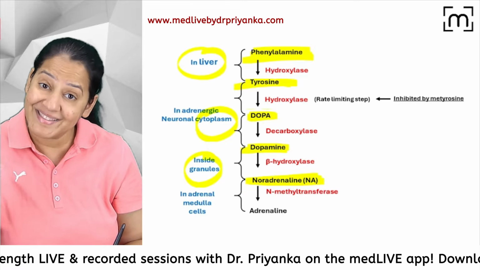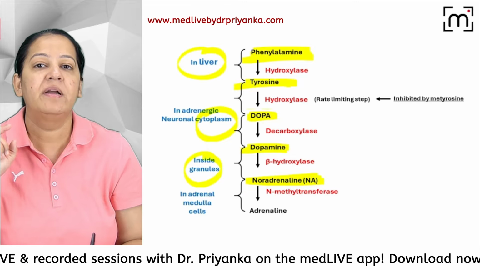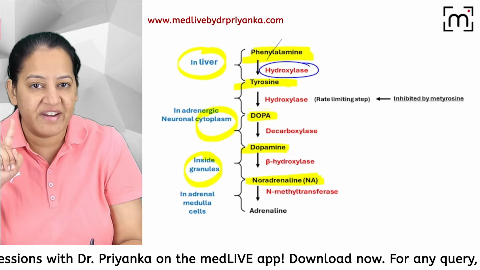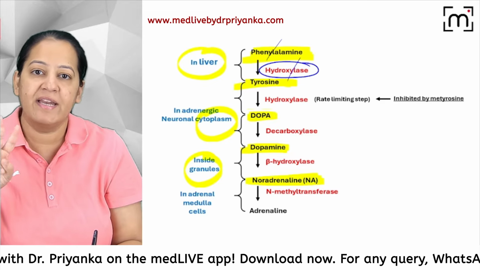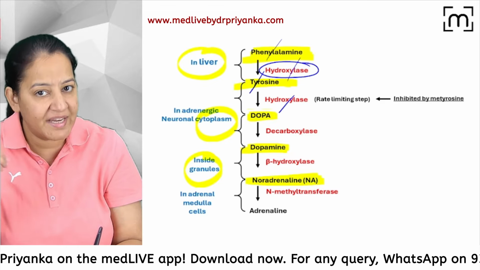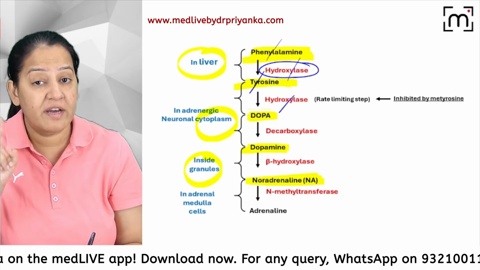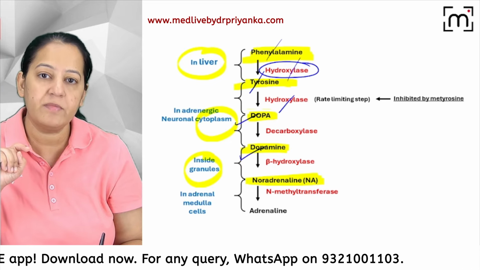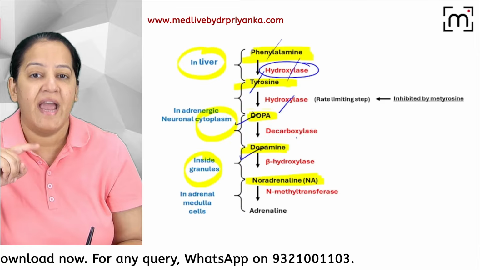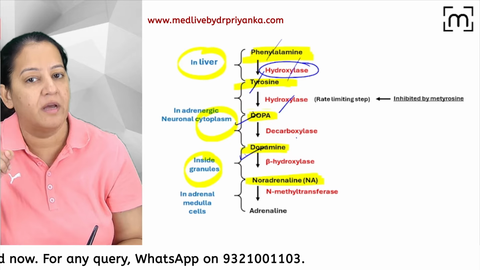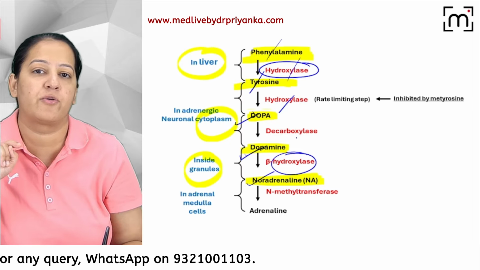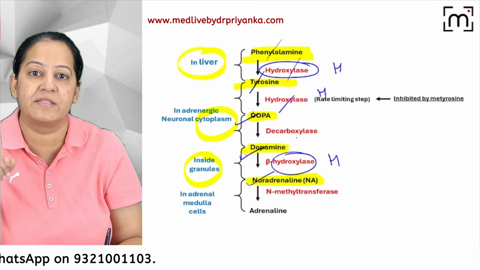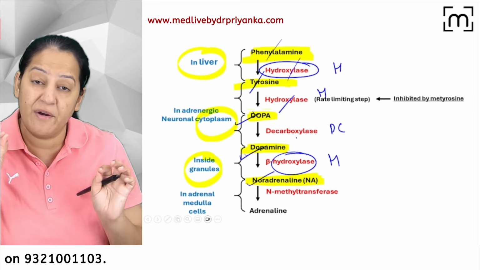You have to look at the enzymes which are required at each step. The first conversion requires an enzyme, hydroxylase, that is phenylalanine hydroxylase. The second is also hydroxylase. It is tyrosine hydroxylase. But for the conversion of dopa to dopamine, we need the decarboxylase enzyme. So it is dopa decarboxylase. And again, for the conversion of dopamine to noradrenaline, we require hydroxylase. So this is hydroxylase, this is hydroxylase, this is hydroxylase. Only this one is decarboxylase. You have to mind the enzymes.